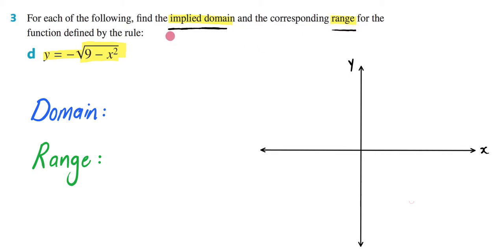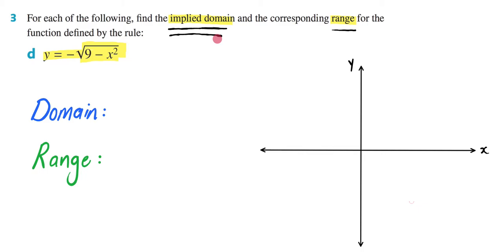So what does it mean when it says implied domain? Well, when the domain of a function is not explicitly stated, it is assumed to consist of all real numbers for which the rule has meaning. And we refer to this as the implied or maximal domain of a function because the domain is implied by the rule.